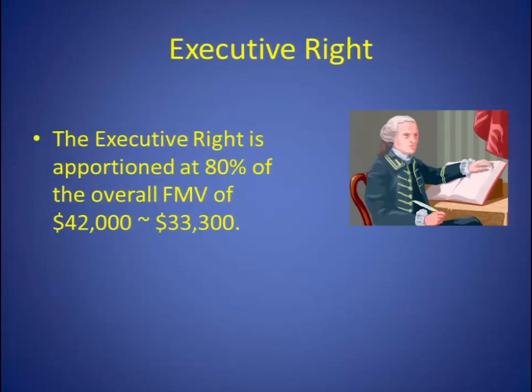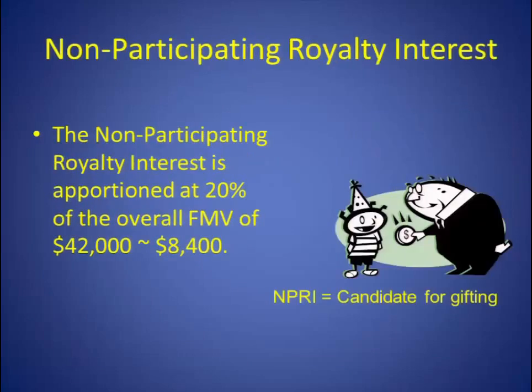We came up then with the executive rights apportioned by 80%, right between the raw land and the petroleum system on the chart, and that gave us an overall fair market value of about $33,000 for the executive rights. And what is important for Mr. Carlson, he was then able to donate or gift the NPRI at a relatively low tax value of $8,400 to his offspring.